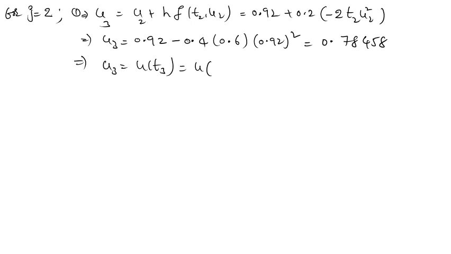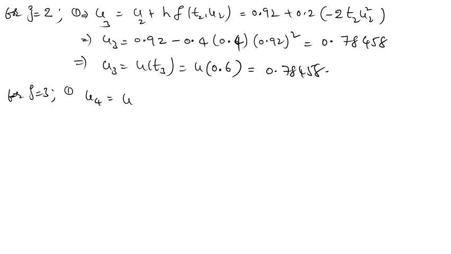u of t3 means t0 = 0, t1 = 0.2, t2 = 0.4, t3 = 0.6, right? And the t3 value here is 0.6. u of 0.6 value is 0.78458. This is over. Next one, for j equals 3.